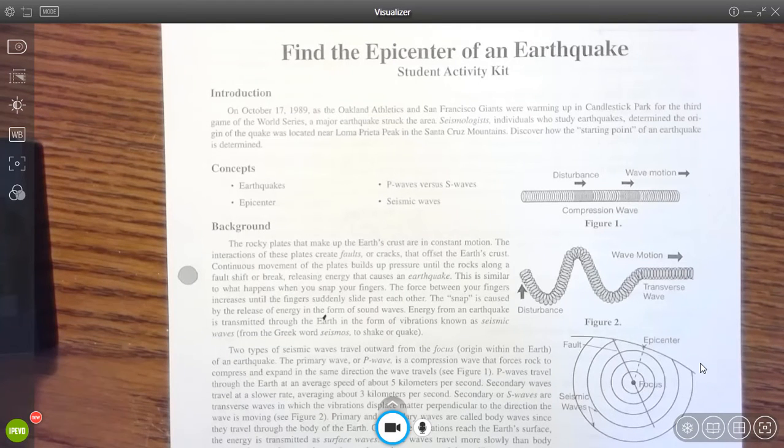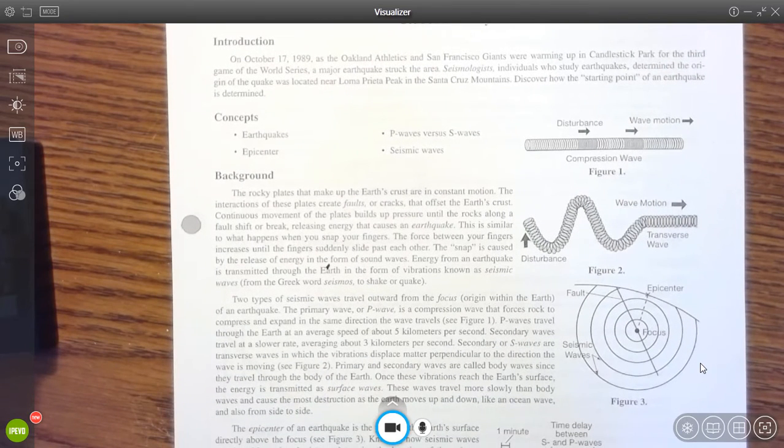Energy from an earthquake is transmitted through the earth in the form of vibrations known as seismic waves, from the Greek word seismos, to shake or quake. Two types of seismic waves travel outward from the focus, the origin within the earth, of an earthquake. The primary wave, or P wave, is a compression wave that forces rock to compress and expand in the same direction the wave travels. See Figure 1. P waves travel through the earth at an average speed of about 5 kilometers per second. Secondary waves travel at a slower rate, averaging about 3 kilometers per second.